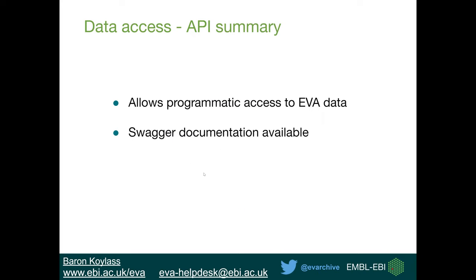And just a brief summary of the API. Again, it's important to know that it provides the same bulk information and browser information that can be accessed from the EVA website. It allows programmatic access, so the way data is accessed at the EVA can be automated into pipelines. And we also have the Swagger documentation available, just in case you did want to see the different ways the API can be used to query this data.